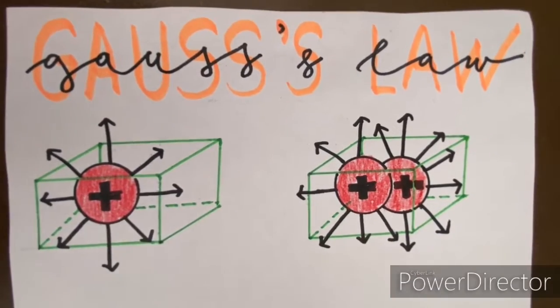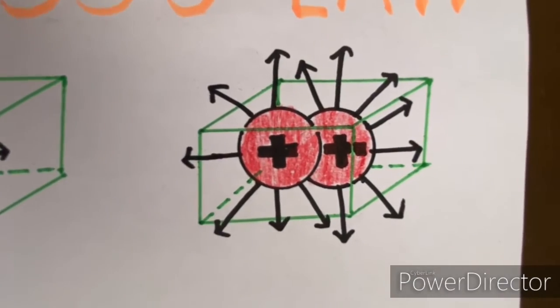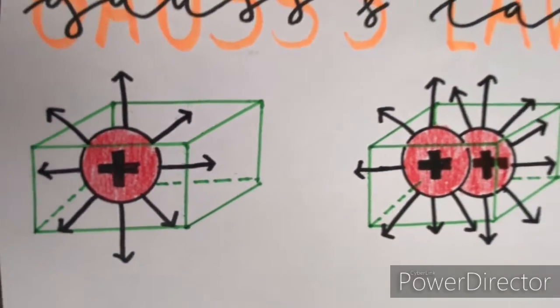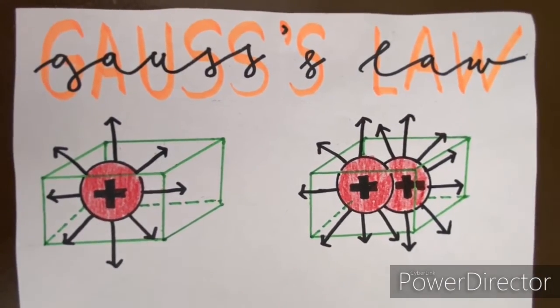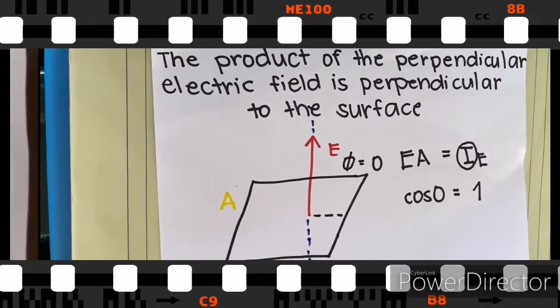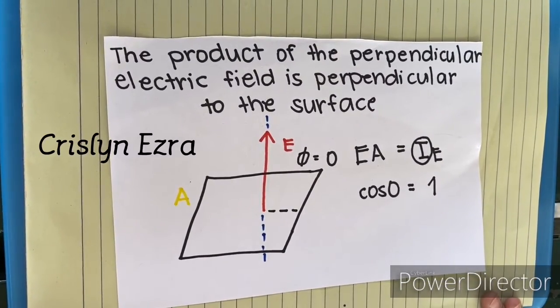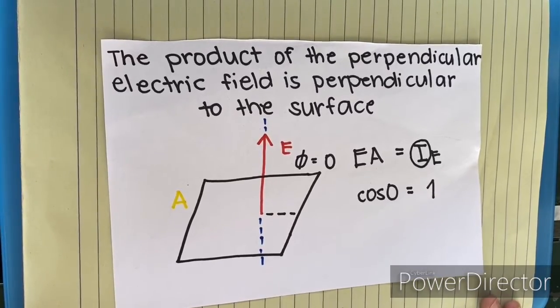Clearly, the second cube has a greater amount of electric field going through it than the first. We call this flow of electric field flux. Now, let's go to electric flux. Let's talk about what it is and how to calculate it.